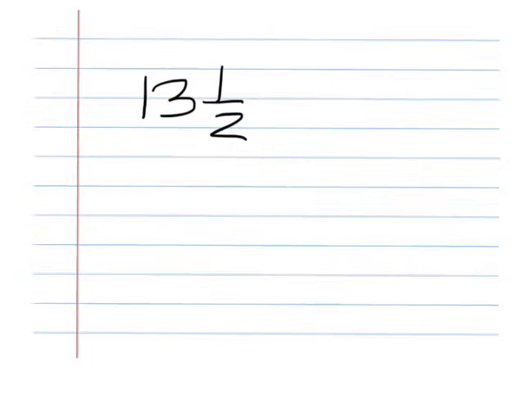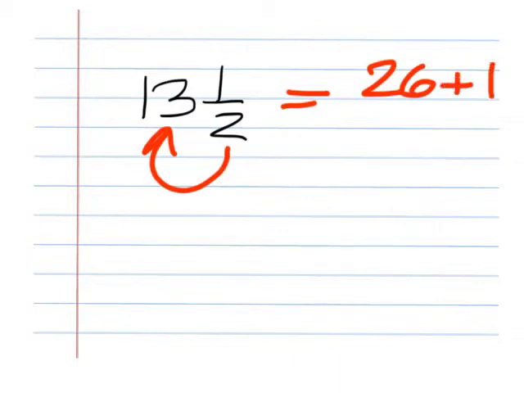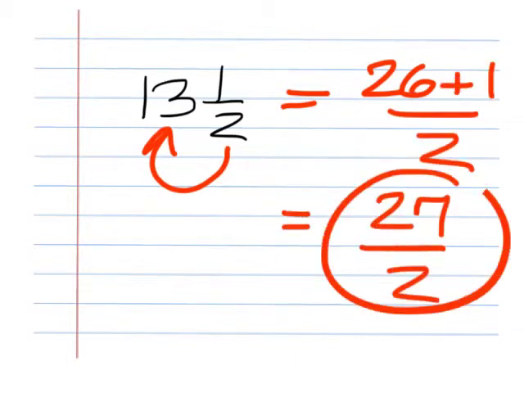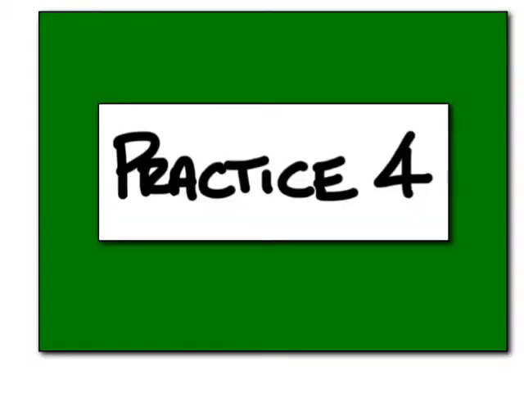4 over 5. Solution for the practice: 2 times 13 is 26, and then add 1 to get 27 over 2.